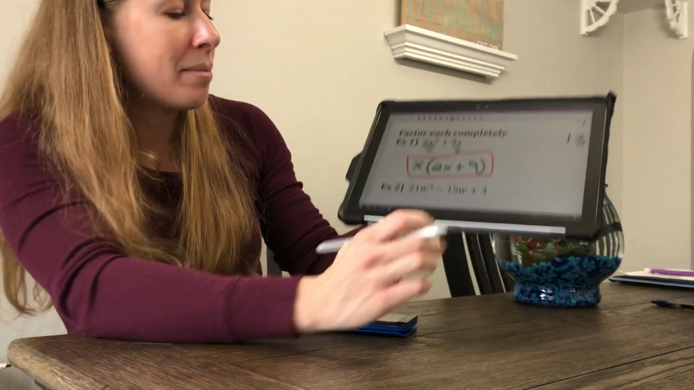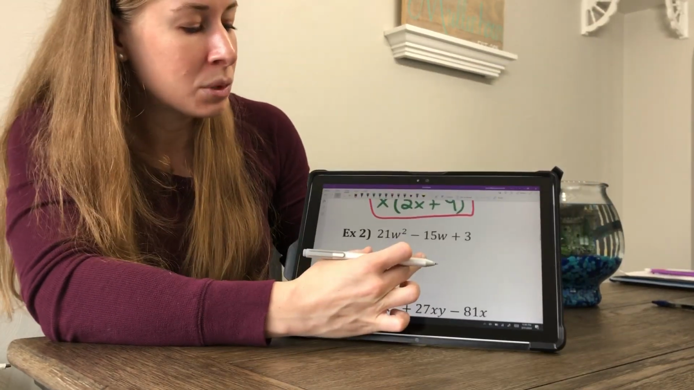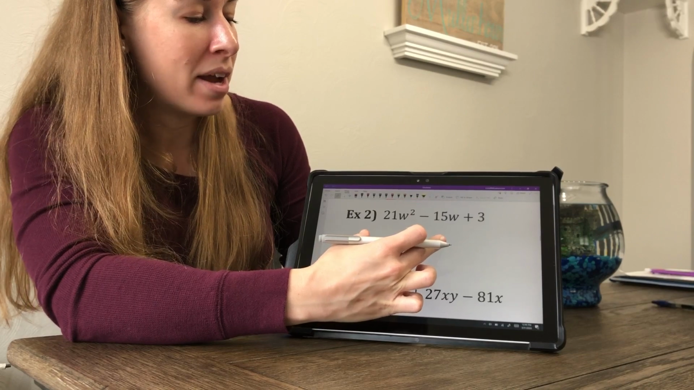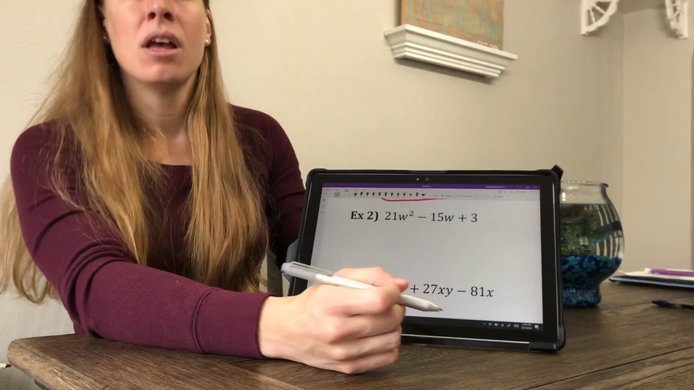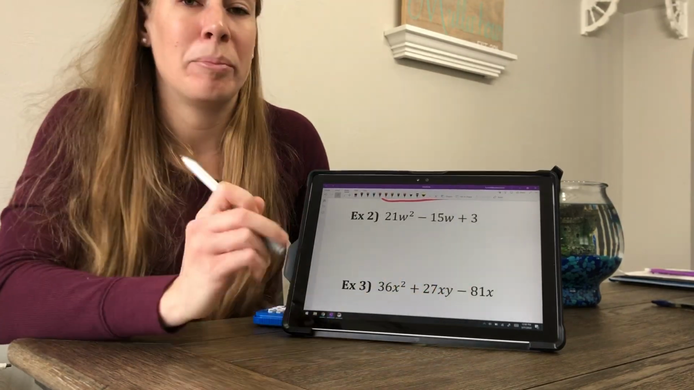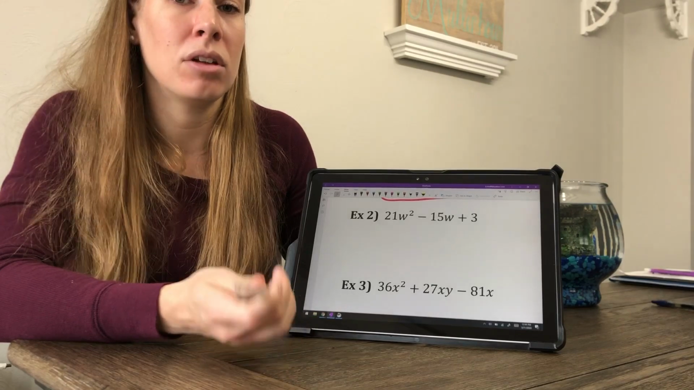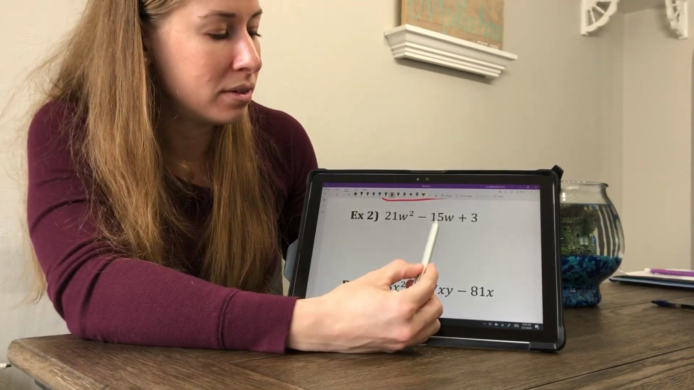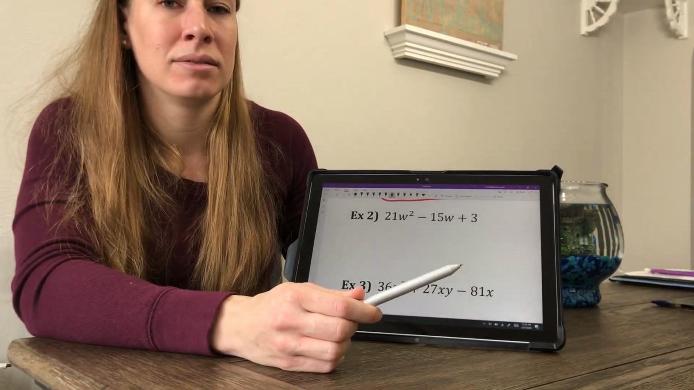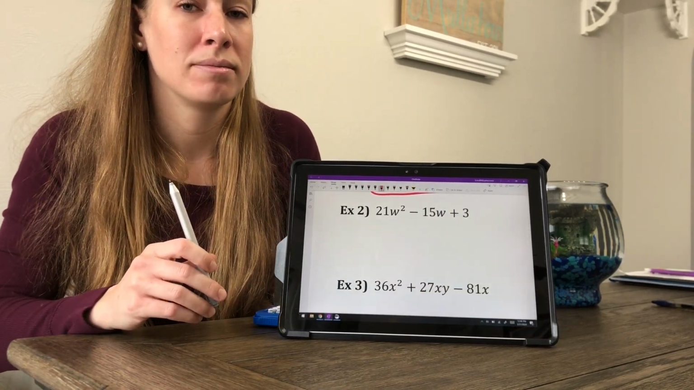Okay. If we take a look at example 2, 21w squared minus 15w plus 3. So now we need to look at all three terms and see what's the biggest thing that we can factor out of each term. First of all, look at the numbers: 21, 15, 3. Is there a number that you can divide out of all three of those terms?